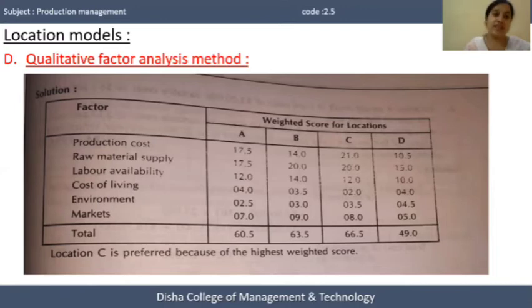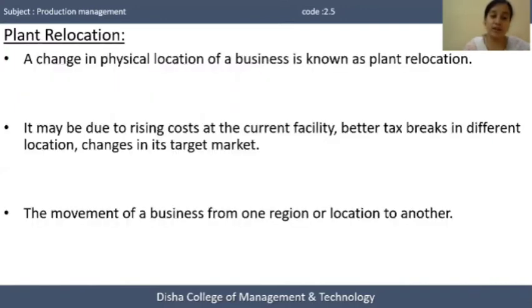Next, I will discuss another topic of production management, that is plant relocation. Here, relocation means what? Re means again. Relocation is an action of moving from one place to another place. So before relocation, there is a word, that is plant. So plant relocation is the changing of a plant's location from one place to another place. We can say that plant relocation means a change in the physical location of a business.